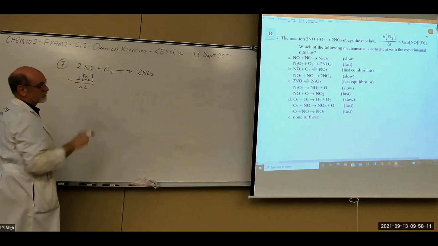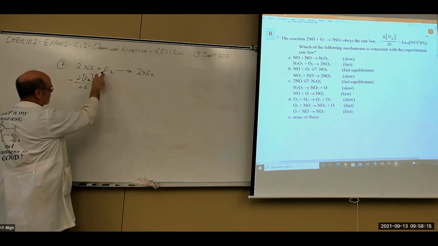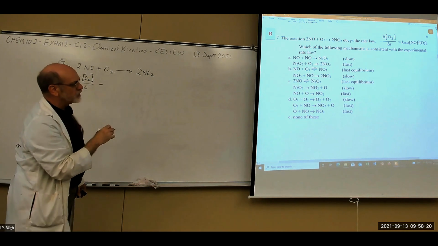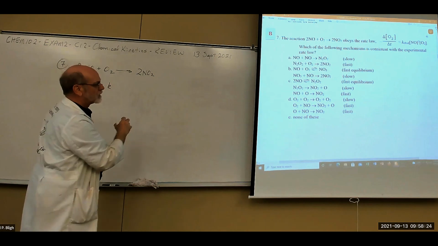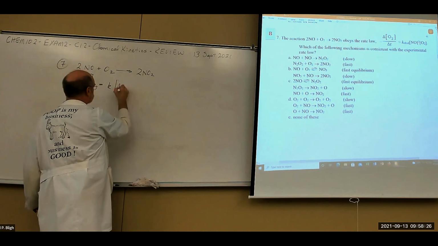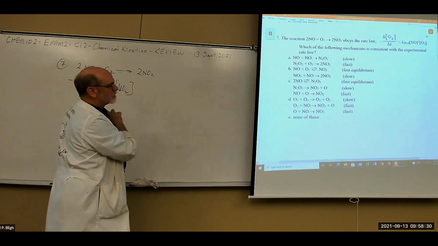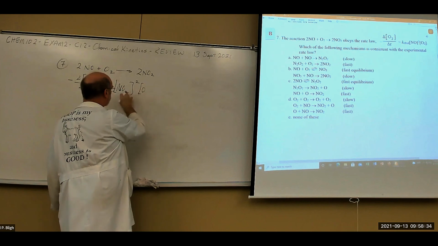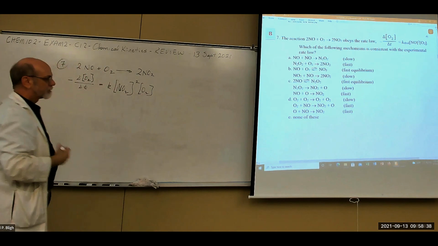That's what negative means. It disappears. And that makes sense for this reaction. As the O2 disappears, the rate of O2 disappearance is equal to a K value times the initial concentration of O2, second order in O2, excuse me, and first order for O2. Okay.